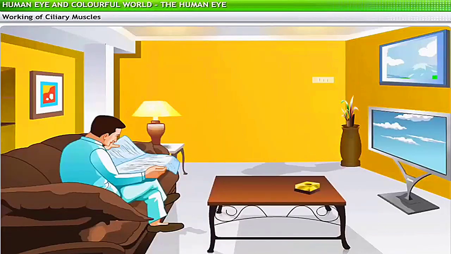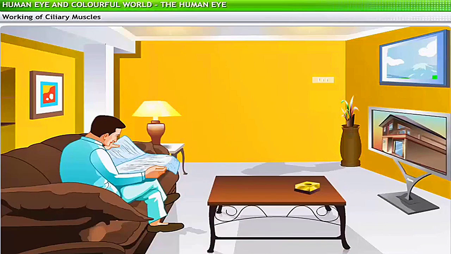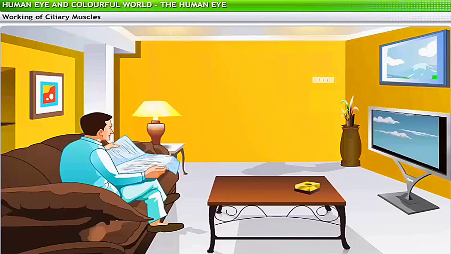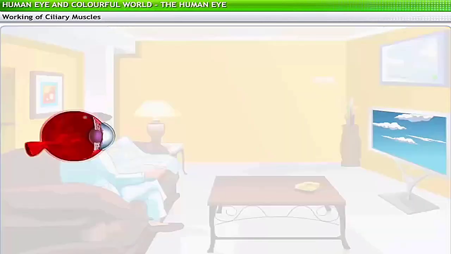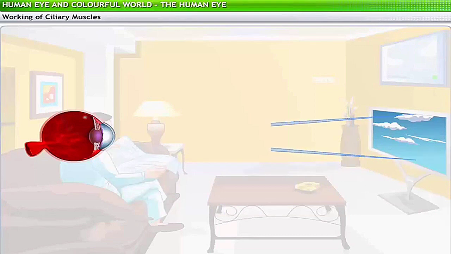For instance, let's revisit the scenario when a person switches from reading the paper to looking at the television at the end of the room. As the television set is relatively far from the eye, the light rays from the television are almost parallel and do not require much convergence to be focused on the retina. Hence, the focal length of the crystalline lens needs to be increased to focus on the images on the television.